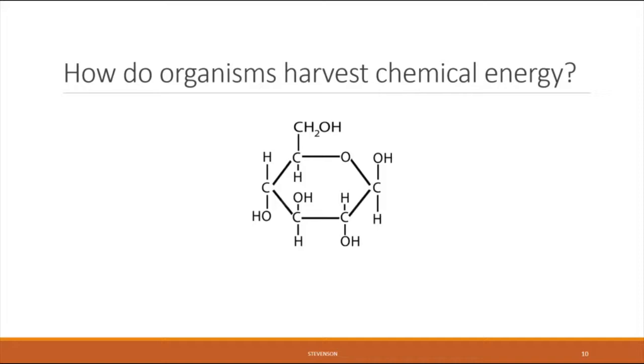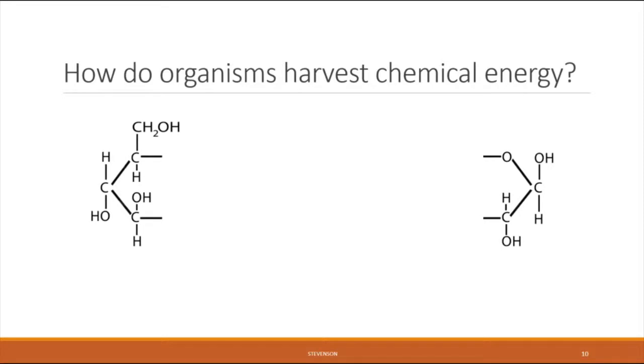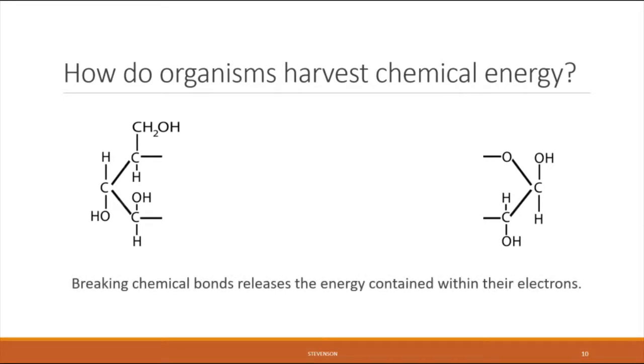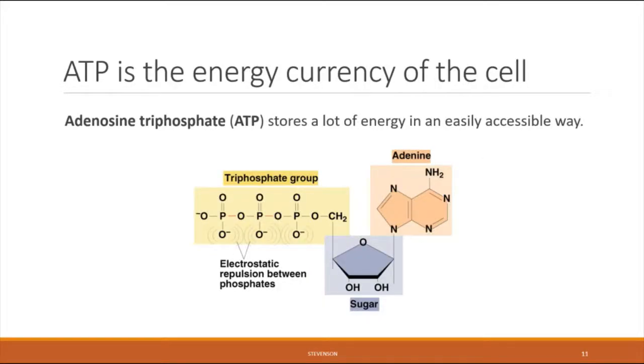Well, in order to get at the chemical energy located in those stable bonds, you actually have to break those bonds apart. Breaking down the chemical bonds in these molecules releases the energy that is contained in the electrons that make up those bonds. And at that point, once the bond is broken, then the energy can be transferred into a more easily accessible form. That easily accessible form comes in the form of another molecule called adenosine triphosphate, or ATP.